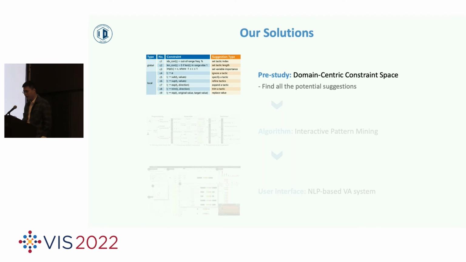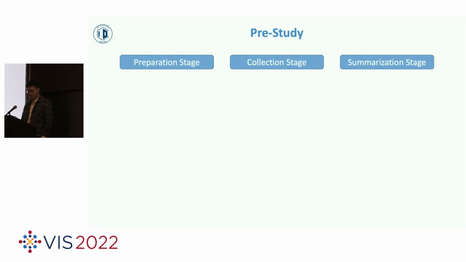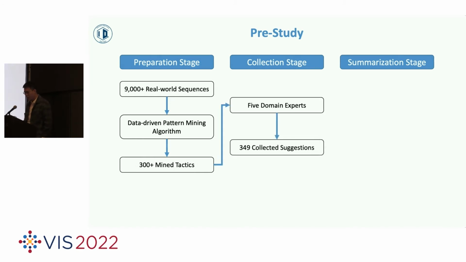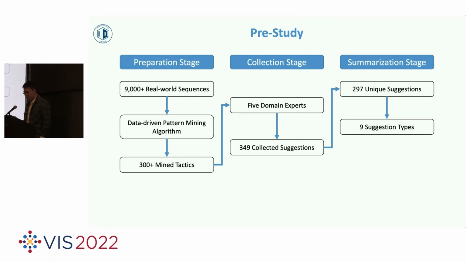We first collect the potential expert suggestions and summarize the corresponding constraints that each suggestion may impose in our algorithm. To do so, we asked our domain experts to give suggestions on the tactics automatically mined from real-world sequences. These suggestions were classified into 9 types and translated into 9 corresponding constraints on our algorithm.